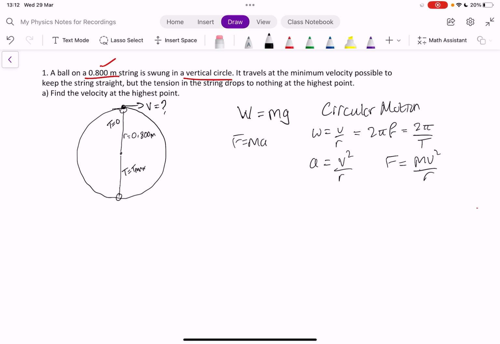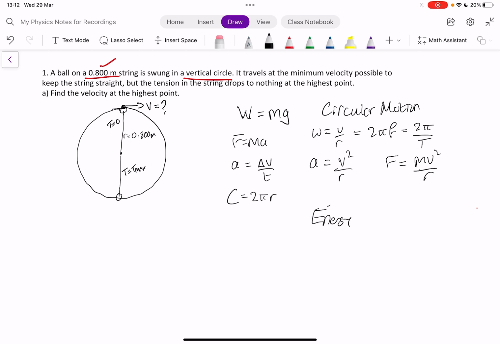Possibly F equals ma might be useful. If I'm completely lost, the more things I can write down, the better. You might think, well, this is getting really confusing. I'm not going to use all these things, but if they're there, I might be able to see them. I've got a circle, so the circumference of a circle is 2 pi r. I've got a radius, so that could be handy.